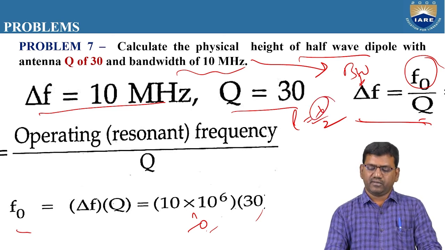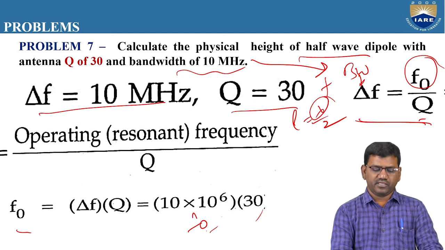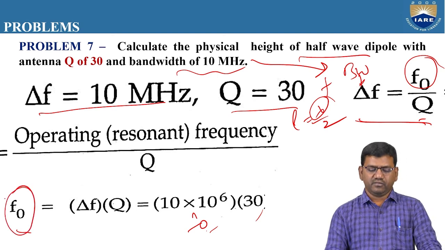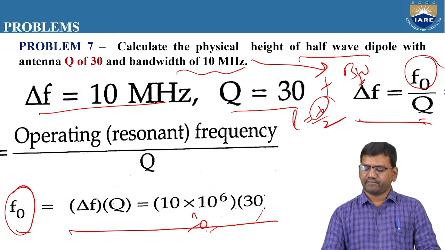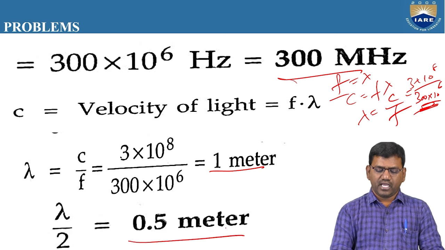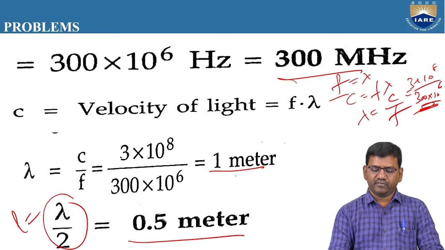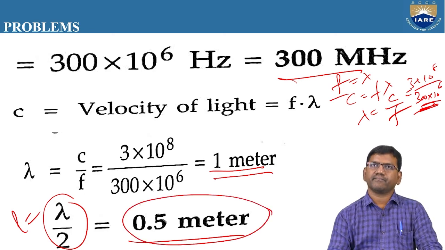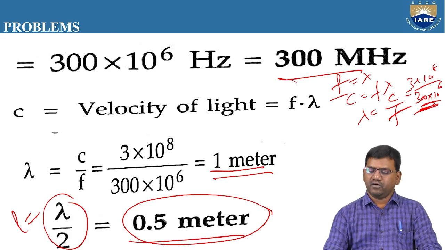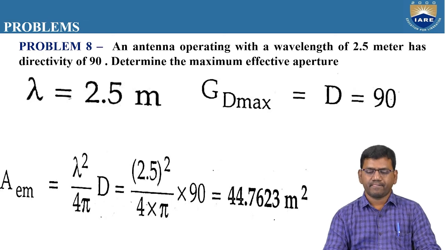So to determine the value of lambda, we need to find out the operating frequency of the antenna. To determine the operating frequency, you determine the F naught value by this expression, del F into Q is equal to 10 into 10 power 6 into 30. As we know, L of the half wave dipole antenna is lambda by 2. The lambda value we got is 1 meter, so 1 by 2 is equal to 0.5 meter. This is how to determine the length of the half wave dipole antenna.